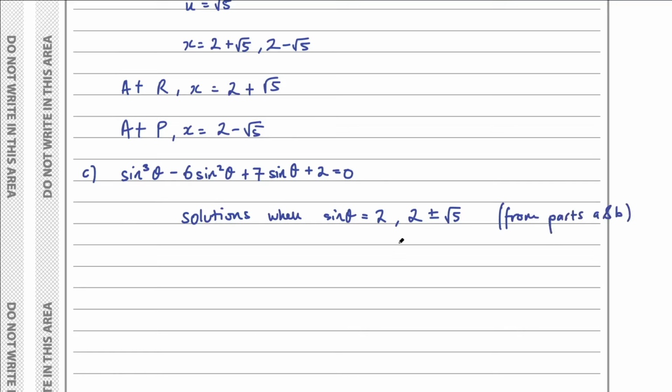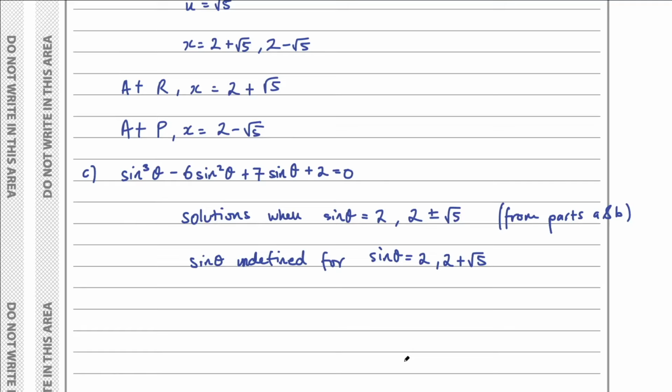Now we need to think about these solutions. What does it mean when you have sine theta equal to 2? Well, the sine function is only defined between the values -1 and 1. So we could say this sine function, sine theta, is undefined for those two solutions that are greater than 1. So undefined for sine theta equal to 2 and 2 plus root 5. They're both greater than 1. Therefore, the solutions to that would be undefined.